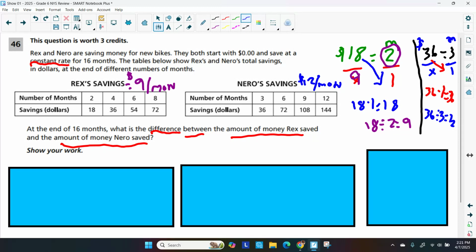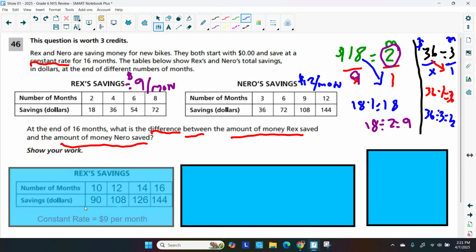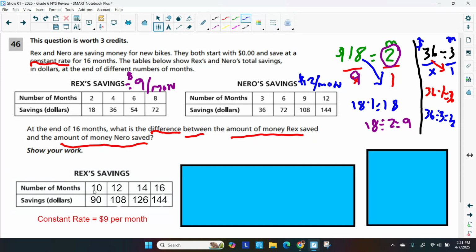So let's take a look at these nice blanks I got, because I filled in some charts for us and kept counting. So Rex, last thing we have was 8 months. So if they counted by twos, his next number of months would be the 10th month, because 8 plus 2 months is 10. So 10 months, and that would be $90 he would have saved. Because remember, every 2 months he saves 18, or 1 month, $9.